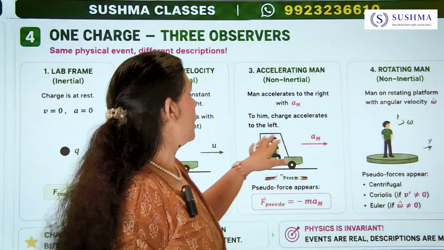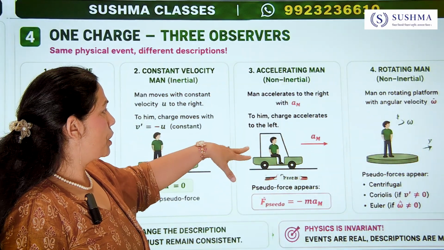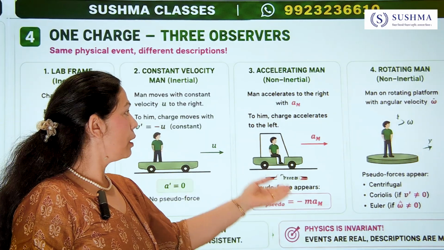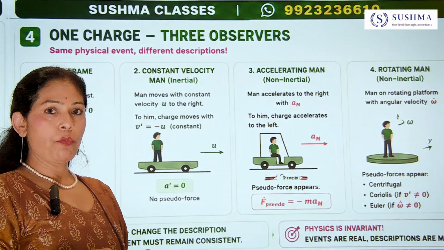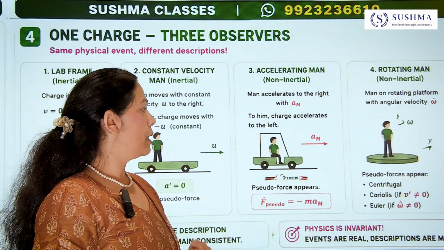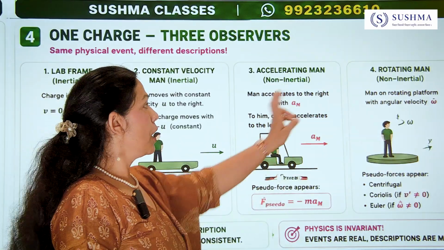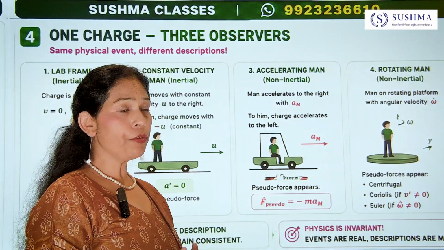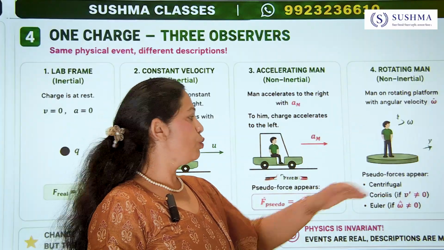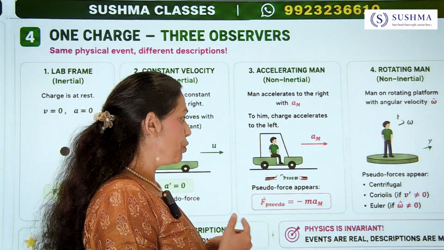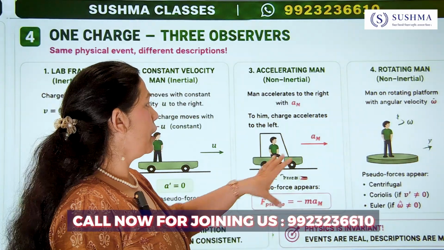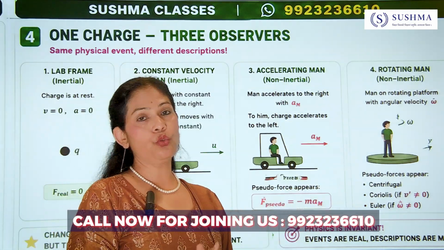If we talk of the accelerated frame, which is non-inertial, the man is accelerating in this direction, a pseudo force appears, and the man in his frame of reference feels that the charge is accelerating in the opposite direction. Likewise, here we need a pseudo force. Likewise, in a rotating frame, the person is rotating and the charge is stationary. In this frame also a pseudo force appears. You need to have a centrifugal force, Coriolis force and Euler's force, whatever the context is, and in this case also these pseudo forces will be required.